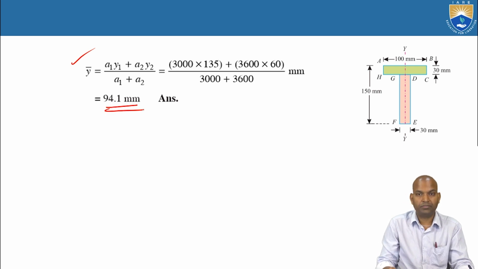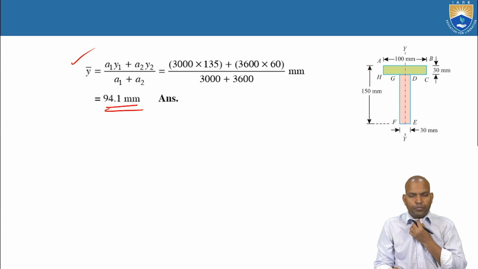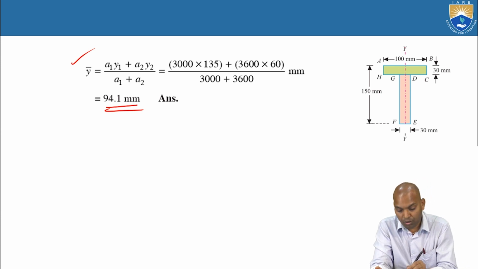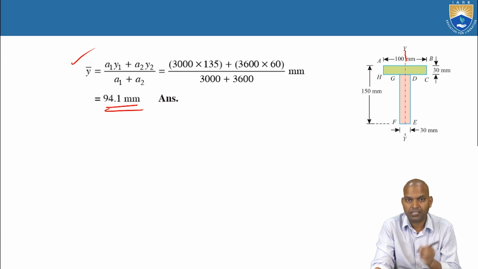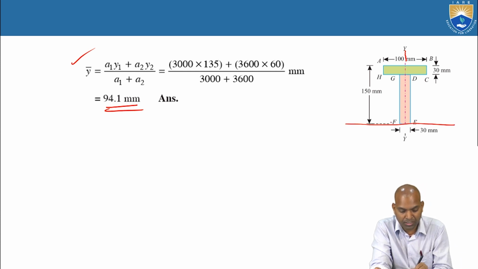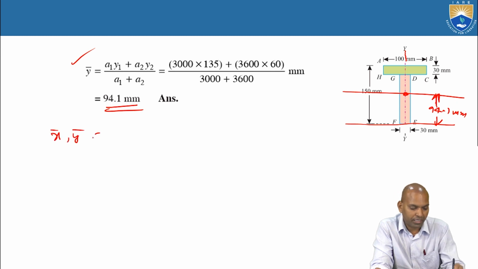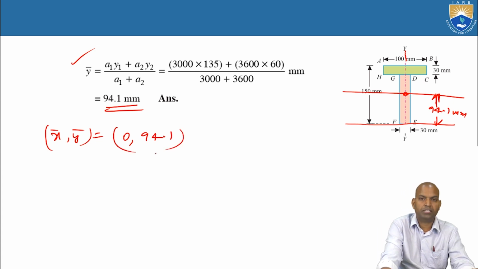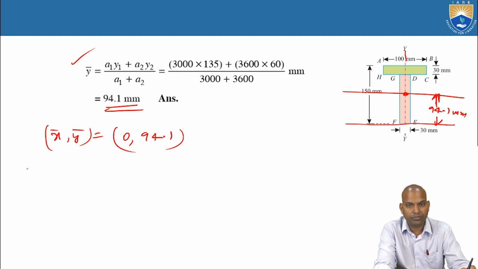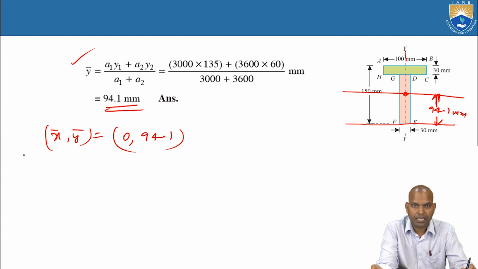Then the axis comes here. What is the bar y distance? 94.1 millimeters. Now how to locate it here? This is the y axis, and from that axis, what about the horizontal distance? From here, approximately 94.1 millimeters. So what are bar x and bar y? 0, 94.1 millimeters. That's the location of the centroid of a single line of symmetry, that is, the T section.